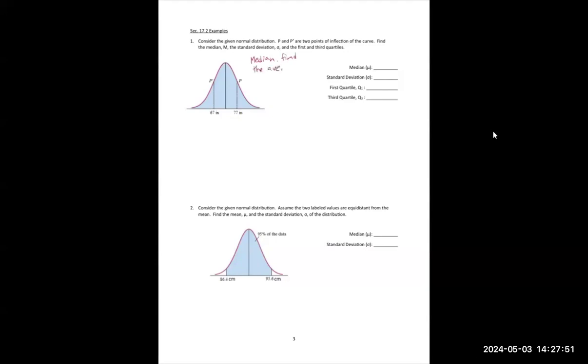I also could have subtracted the numbers to find the distance between the two numbers, and then divided that distance by 2, and then added that distance to the smaller value to find the median. That would have been a different route to take. But I'm going to go with finding the average, because it's a fast way to do it.